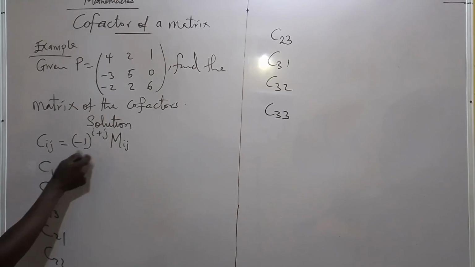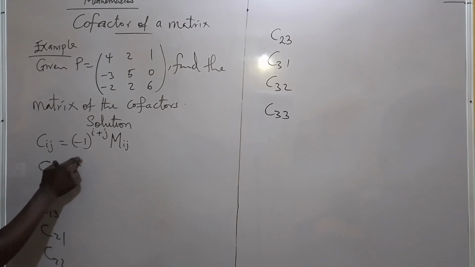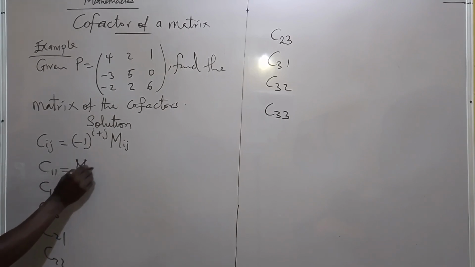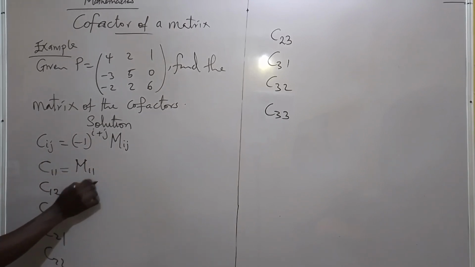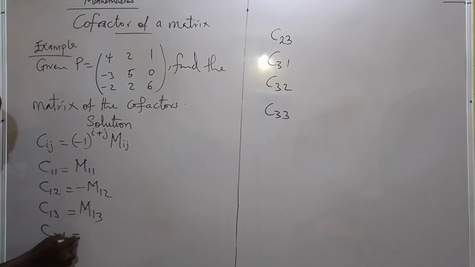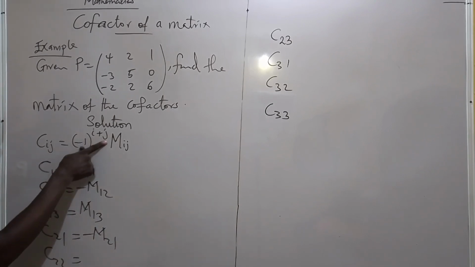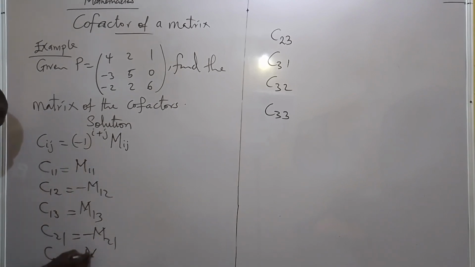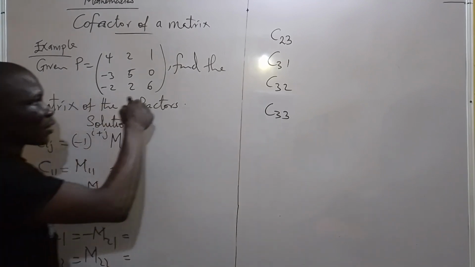So let's obtain the signs first. For C11, this is going to be +1. So this is M11 here. For C12, you can put the i and j here. This is minus M12. For C13, this is +4. That's 4 positive. So this is M13. C21, the sign is going to be negative. That's M21. For C22, 2 plus 2 is 4. -1 raised to the power 4 is positive. So this is M22. We're going to get these values straight from the matrix here very soon.